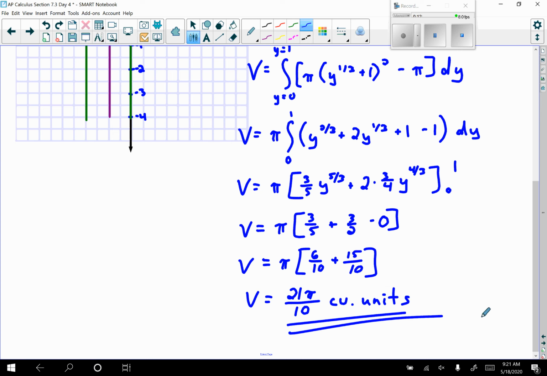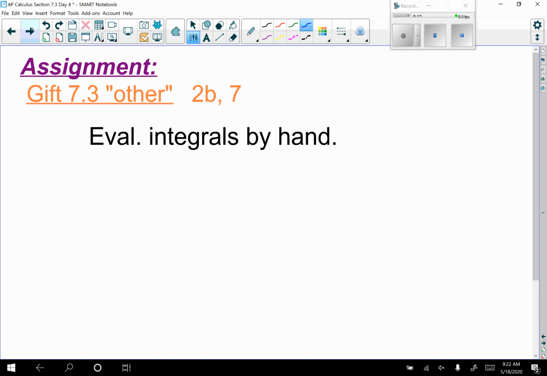All right, guys, so our very last examples for the year. The worksheet I'm going to give you, I'm only giving you 2 problems off of here to do. So I'm calling this GIF 7-3, but it's called the other types of problems. So just 2 part B and number 7, please evaluate all integrals by hand. I have this on the next page.